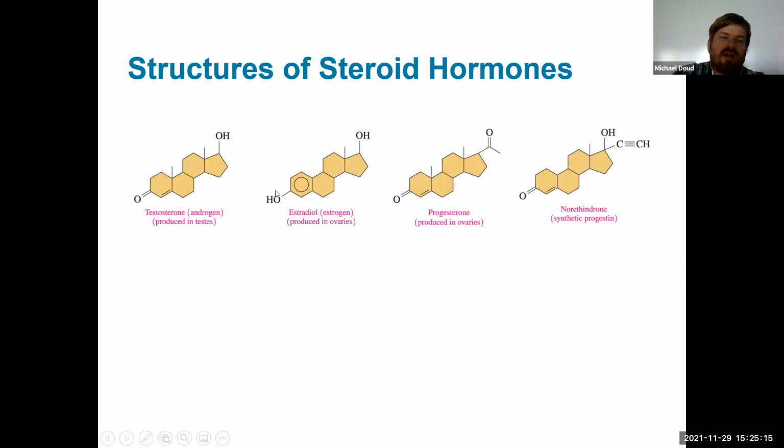Estradiol looks very similar. However, you notice here, rather than just having a ketone with a neighboring double bond, instead there's a benzene ring with a hydroxyl group on it. Progesterone, again, is very similar to both of those, but obviously these important differences make up something because they have different effects on the body. And then norethindrone is a progestin that is synthetic. So it's something that behaves like progesterone, but it is something that you can make and then measure in the body.